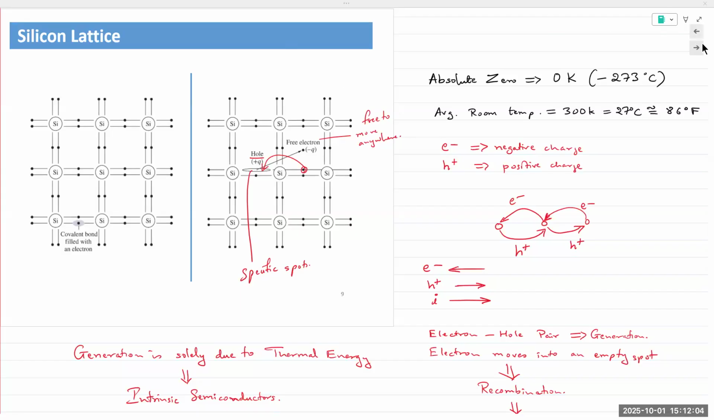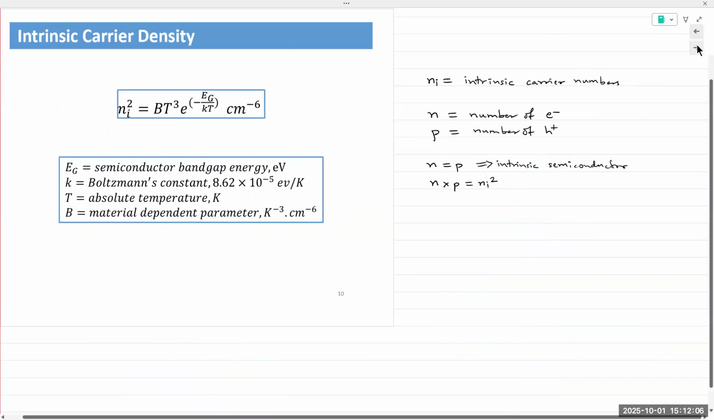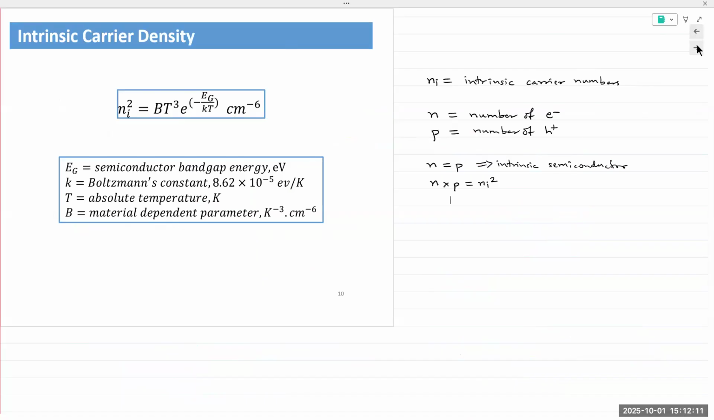All right. So this is the equation for intrinsic carrier density. Ni square is B T cube e raised to minus Eg over kT, per centimeter raised to 6. Ni stands for the intrinsic carrier numbers. N just by itself refers to electrons. P just by itself refers to holes.